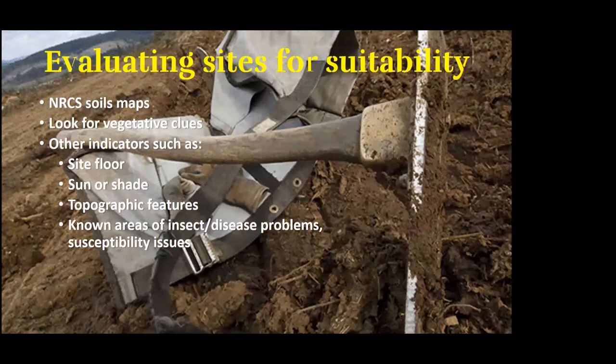Check some other indicators as well, such as the site floor. Does it stay soggy after it rains? Is it an open to full sun or shade spot? Consider topographic features, for example, south slopes or low areas that might be frost pockets, or known areas of disease problems, for example, root rots or even insect susceptibility issues.